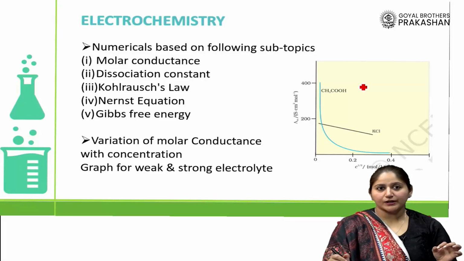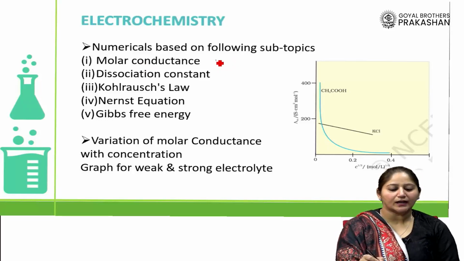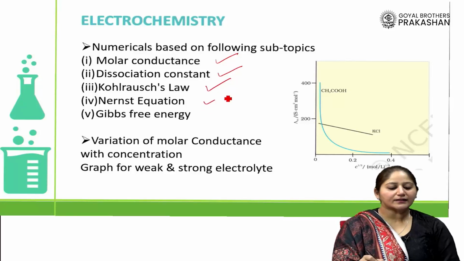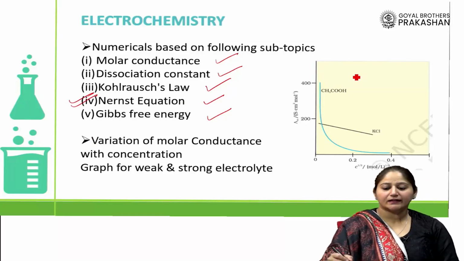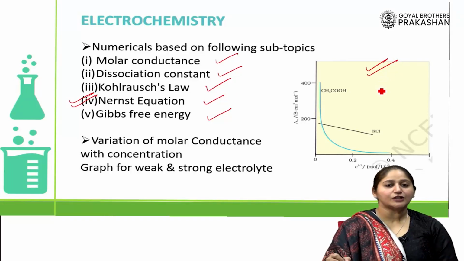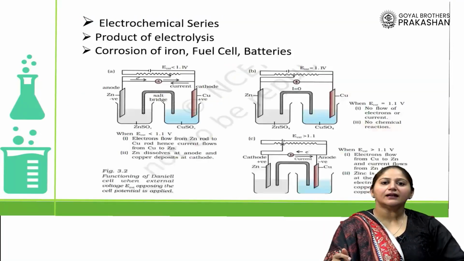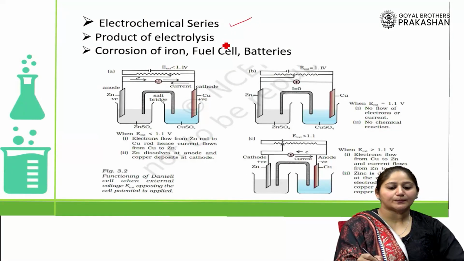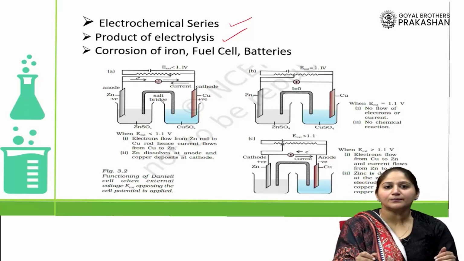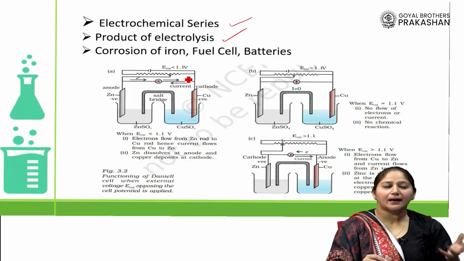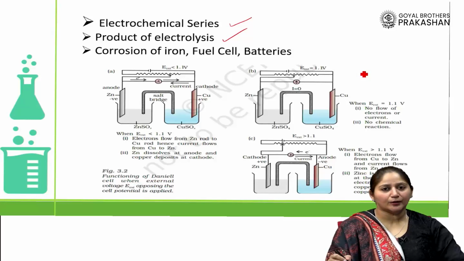So when we talk about electrochemistry, the important topics are numericals based on molar conductance, dissociation constant, Kohlrausch's law, Nernst equation and Gibbs free energy. The Nernst equation is a very popular topic, I must say, and this graph is very important. This graph is the variation of molar conductance with concentration, the graph for weak and strong electrolytes. Make sure you know this graph very well. Not only that, the electrochemical series, products of electrolysis, corrosion, fuel cells and batteries, their equations and uses are very important. And this particular case, what will happen when the external voltage is greater than 1.1 or less than 1.1 for a Daniell cell, is really an important topic.